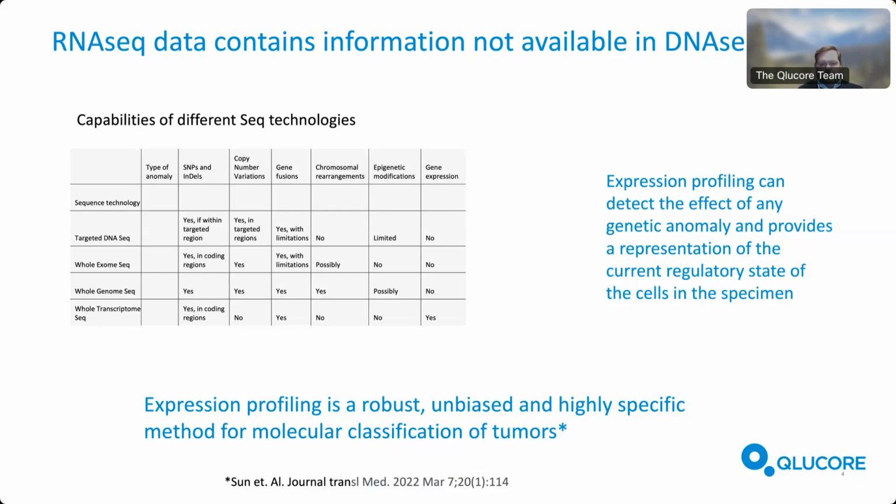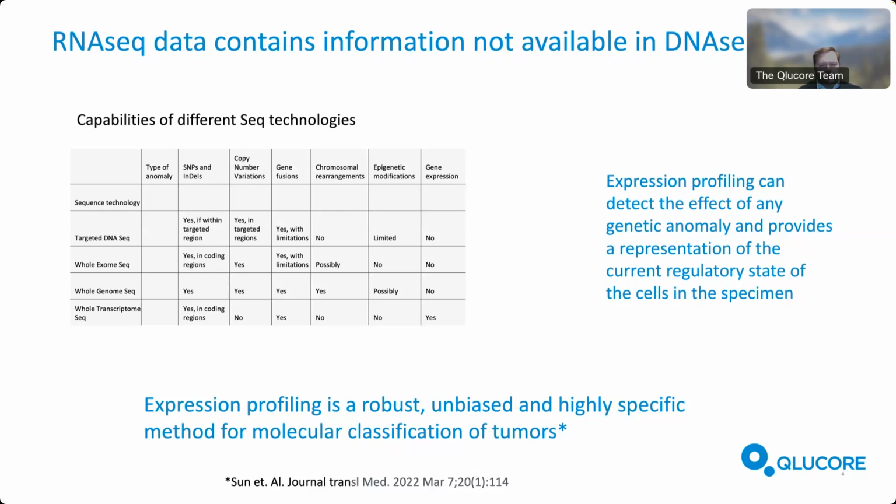But RNA is different from DNA, and through gene expression, it is possible to detect the effects of all other anomalies. As an example, it cannot directly detect epigenetic modifications like hypermethylation, but it will most certainly detect the effect in the form of altered expression of a gene that has been methylated. So the conclusion is that expression profiling can detect the effects of any genetic anomaly by providing a representation of the current regulatory state of the cells in the investigated specimens.